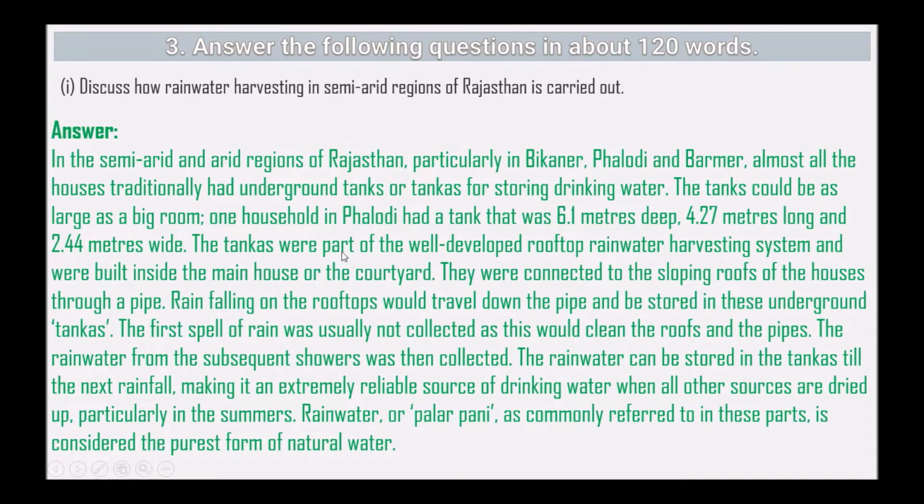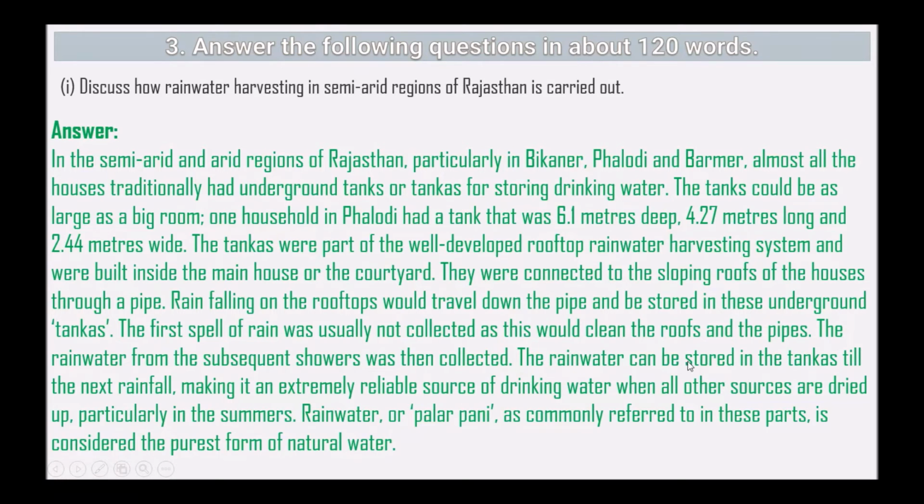The tanks were part of a well-developed rooftop rainwater harvesting system and were built inside the main house or the courtyard. They were connected to the sloping roof of the houses through a pipe. Rain falling on a rooftop would travel down the pipe and be stored in these underground tanks. The first spell of rain was usually not collected, as this would clean the roof and the pipes. The rainwater from the subsequent showers was then collected.